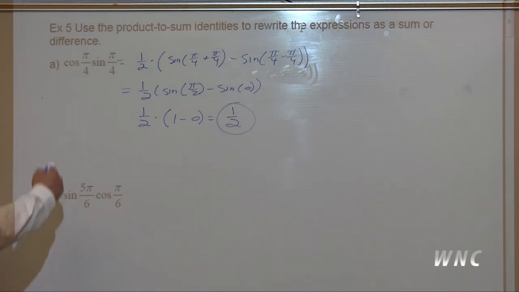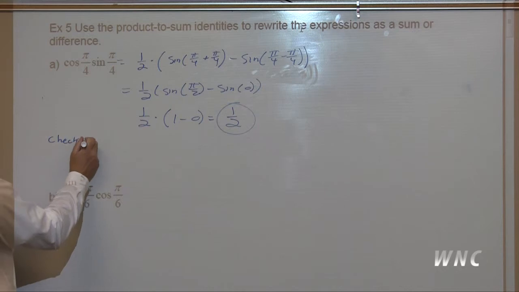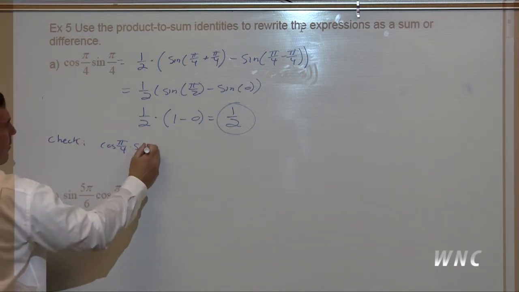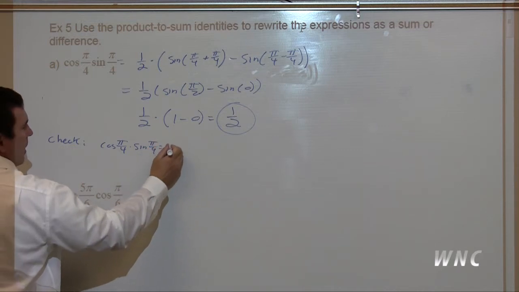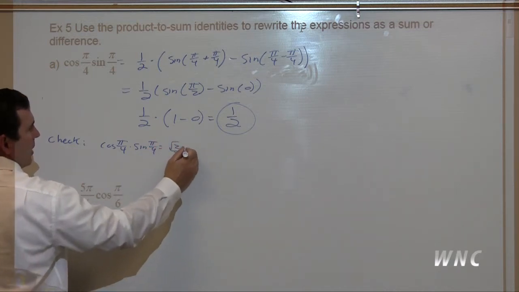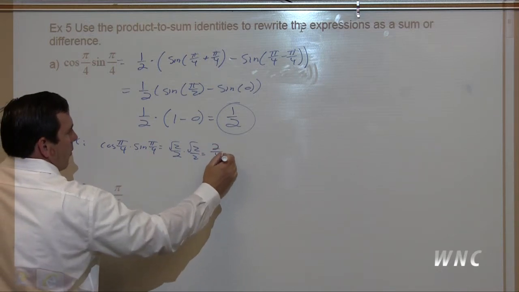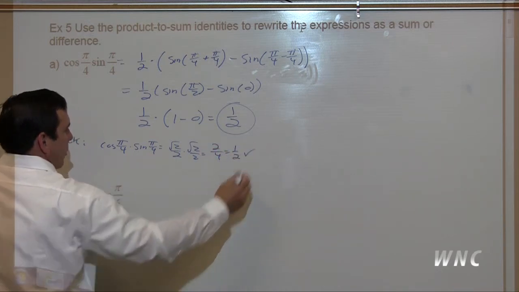Now we could have worked it out the other way, just to check. Cosine of pi over 4 times sine of pi over 4. That's square root of 2 over 2 from the cosine. That's square root of 2 over 2 from the sine. That's 2 over 4, which is 1/2. So it works.